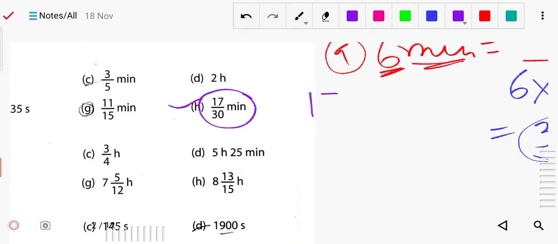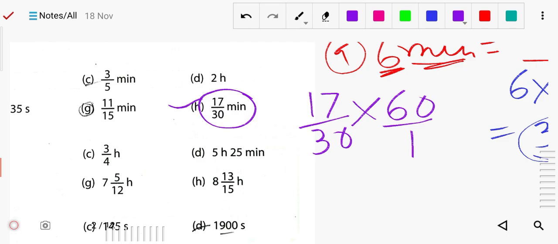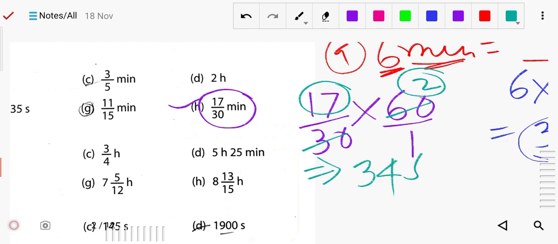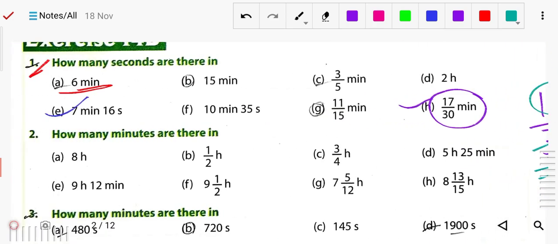Now one more question, number H, you can see 17 by 30. Very simple, this 17 by 30 is minutes, so you have to change it into seconds, so multiply by 60, and the denominator is nothing but 1. Okay, so now these two can cancel by 2 times. In a fraction we can divide crosswise, and up and down. So now 17 into 2 is 34. So your answer is 34 seconds. Okay, similarly for number 2, you have to convert into minutes. So you only have to multiply by 60 again.